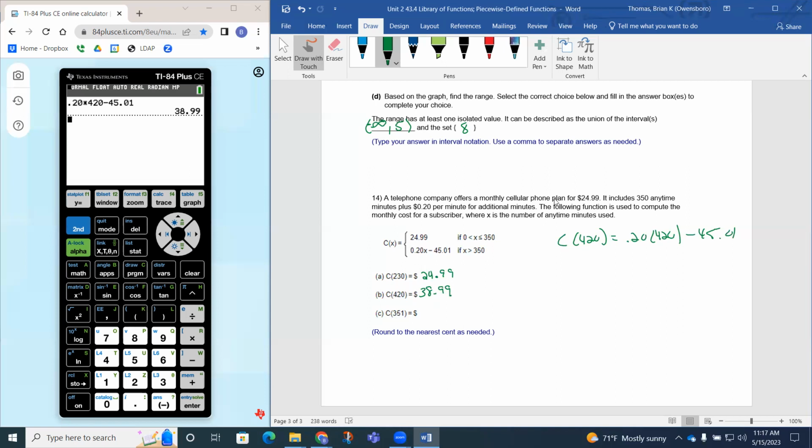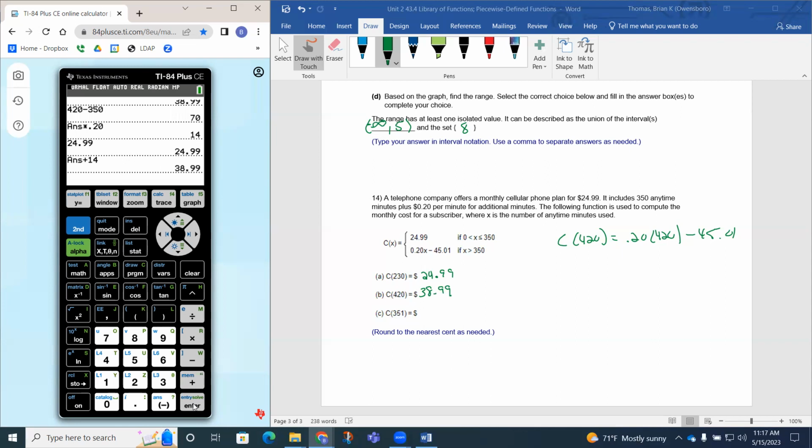Also, my thinking is 20 cents for additional minutes. So another way I was thinking is if you take 420 take away 350, that's the extra minutes that went over. If I multiply that by 20 cents and then add that to the $24.99, notice that does give me the same answer of $38.99. So I could also kind of do it by hand and not use the function.